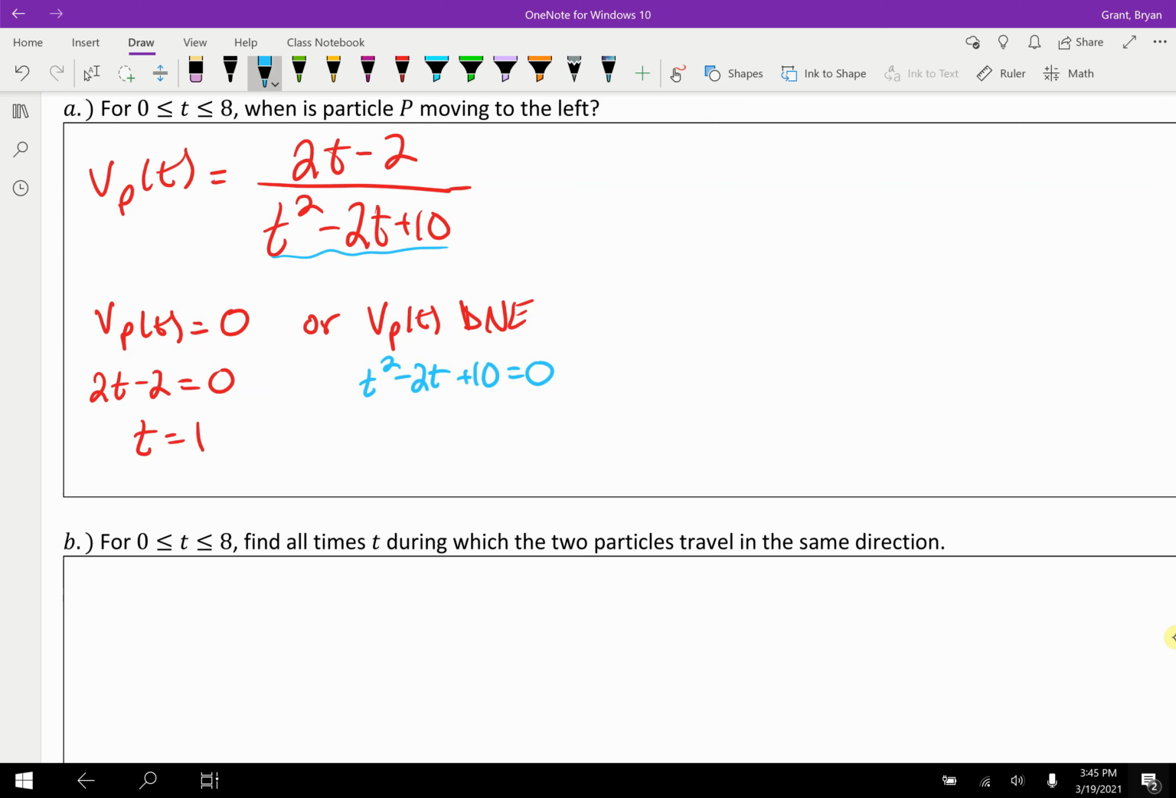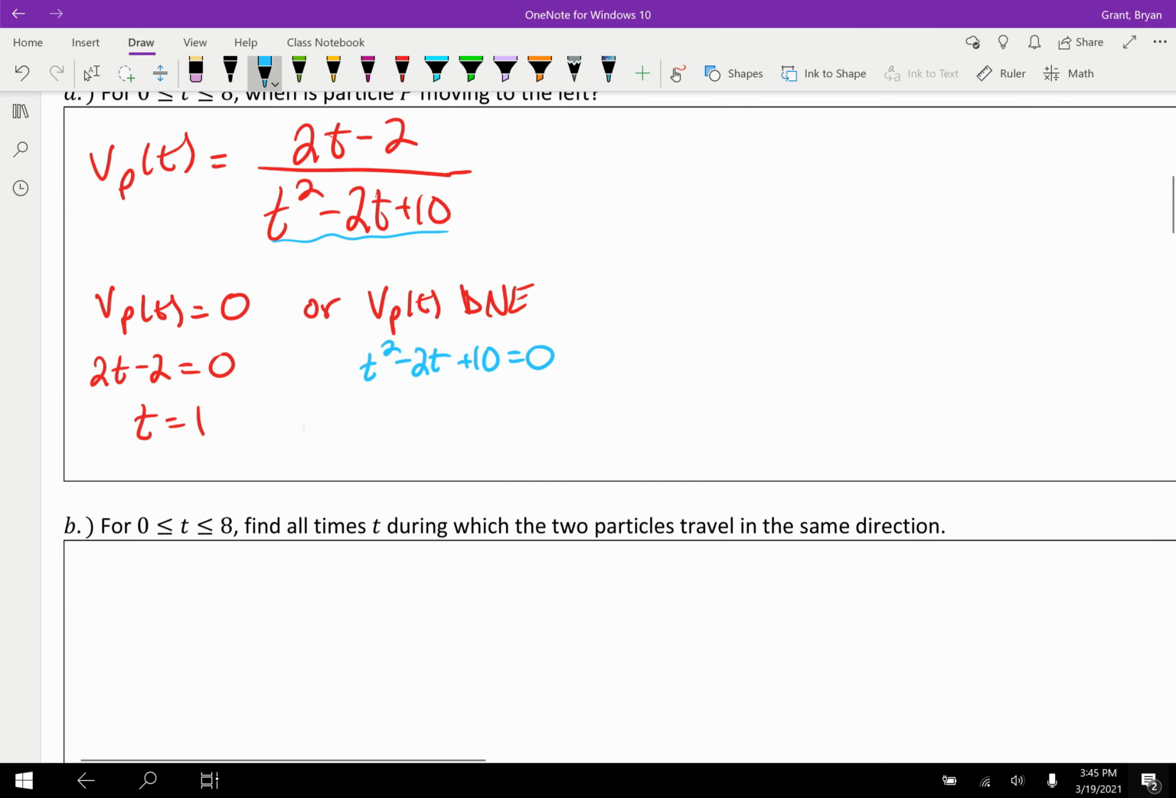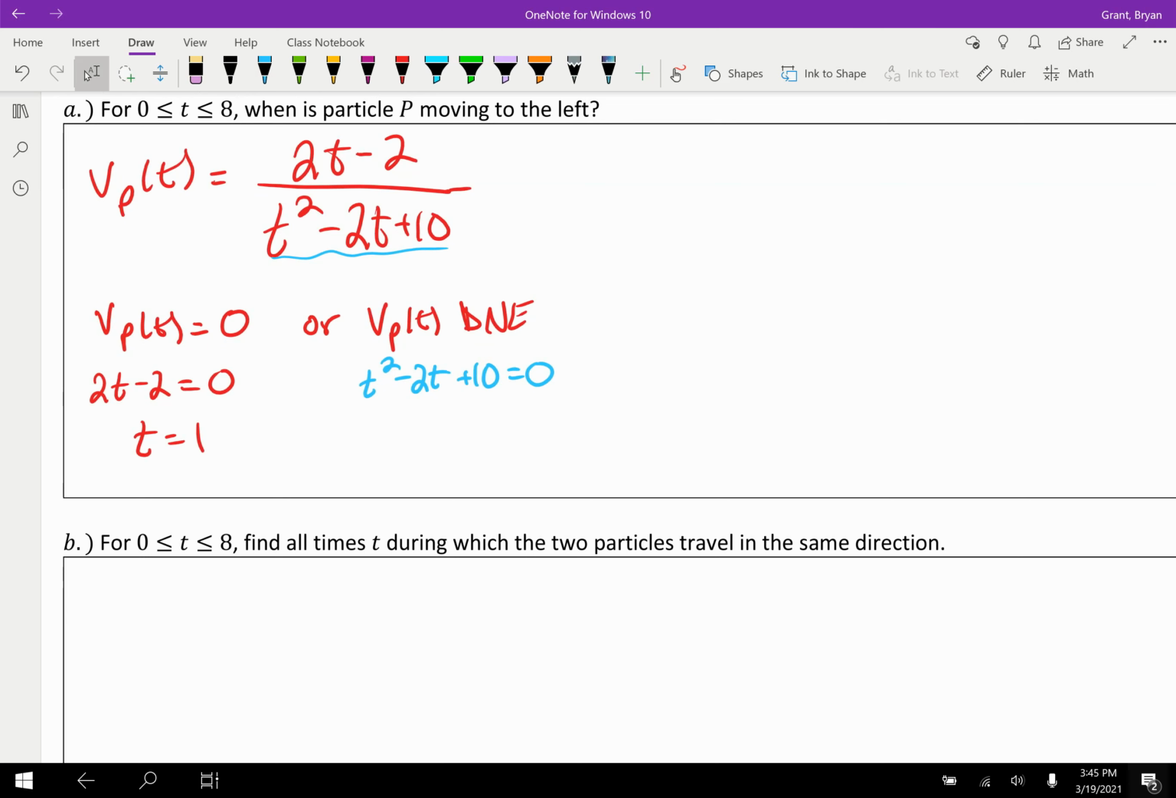You look at this and go, oh, I know how to solve this, I have to factor. But sadly, this does not factor with nice integer values. And so you're like, drat, well, if I can't factor, what do I do? Well, your other two options are completing the square, which you should know how to do, or you could use the quadratic formula. Either of those are fine.